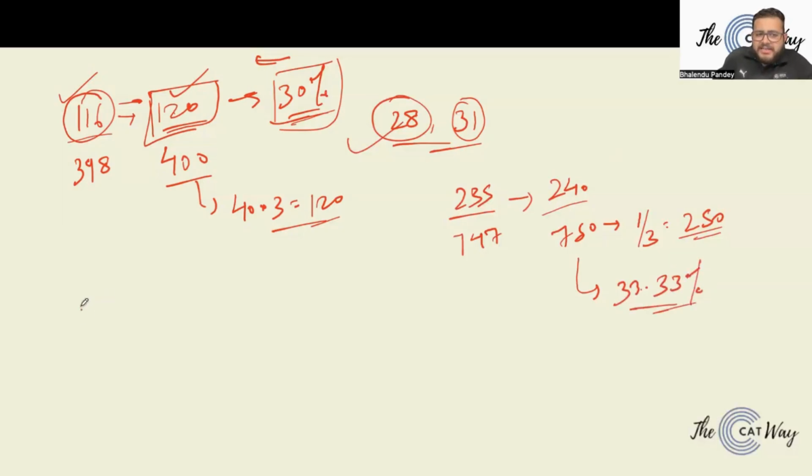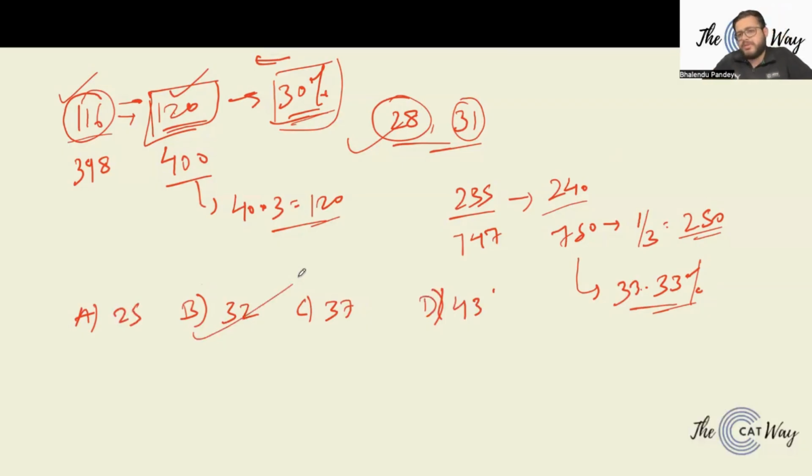Now let's say your options are 25%, 32%, 37%, and 43%. You can directly say that my answer is going to be 32%. Why? Because 750 divided by 3, we know, is close to 250, and my value is very close to 240, 235. So it is definitely going to be below 33.33%. However, it's not going to be 32, I'm just giving it as an example.